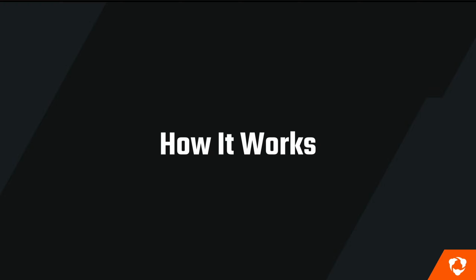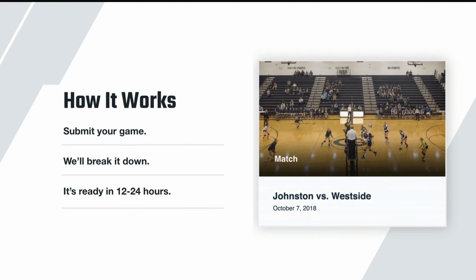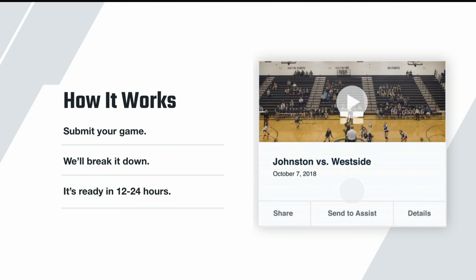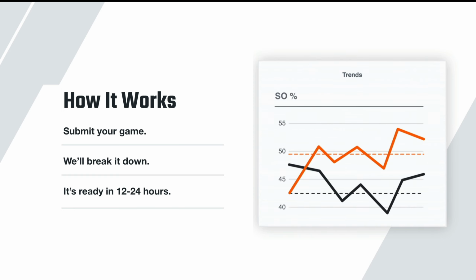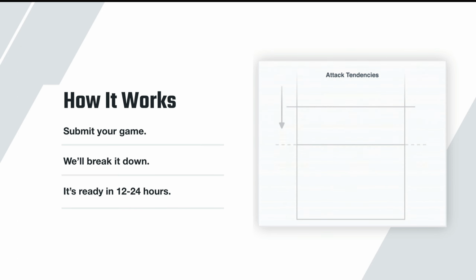Next, let's go over how Hudl Assist works, including how to send games to Assist and how you know when your games are done being broken down. So here's a look at how the process works. First, you'll submit your game to us, then we'll break it down and it'll be ready within 12 to 24 hours depending on your package.